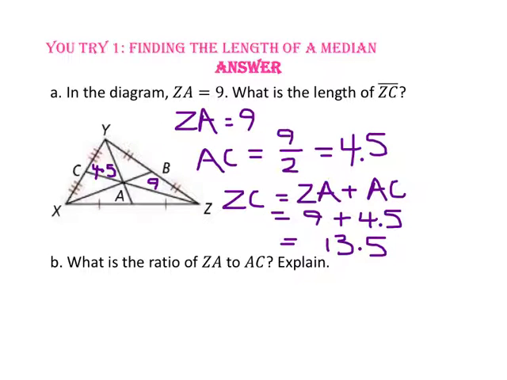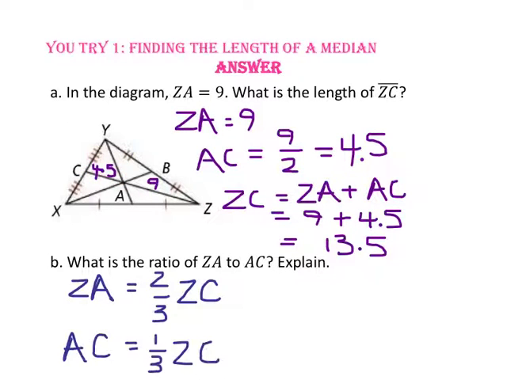Part B wants to know what is the ratio of the length of segment ZA to the length of segment AC. Since the length of segment ZA is 2/3 of the whole median, and the length of segment AC is 1/3 of the whole median, then the ratio of the length of segment ZA to AC is 2:1.